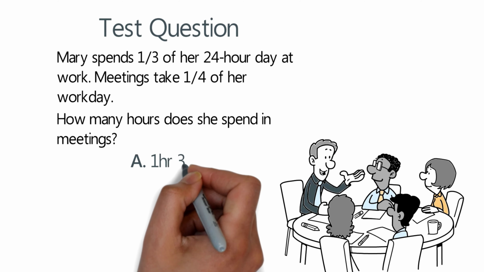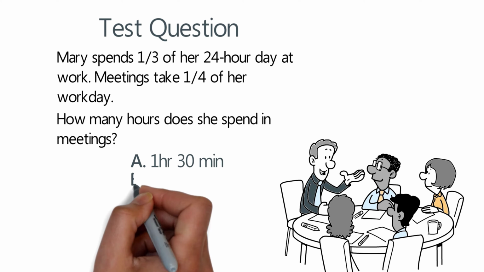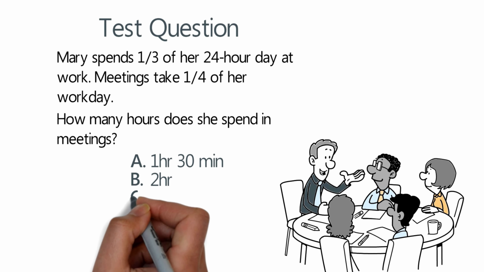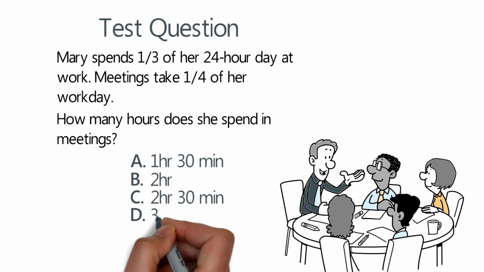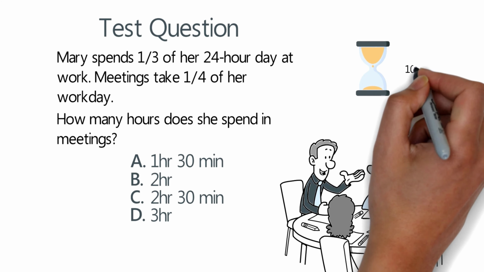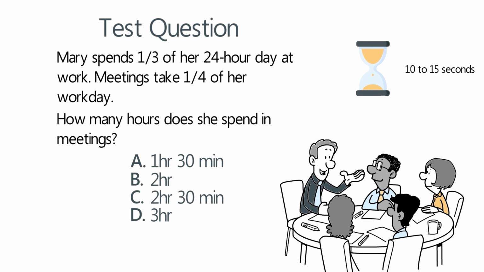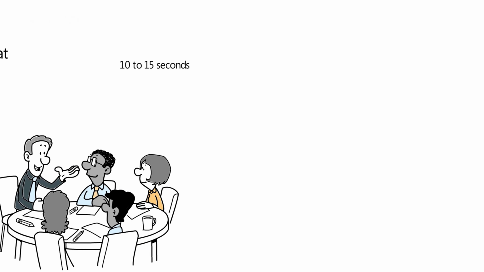Choice A, 1 hour and 30 minutes. Choice B, 2 hours. Choice C, 2 hours and 30 minutes. And choice D, 3 hours. Give yourself 10 to 15 seconds, maybe a bit longer, depending how well you typically solve these types of problems. Ready or not? Let's go ahead and solve this challenge together.